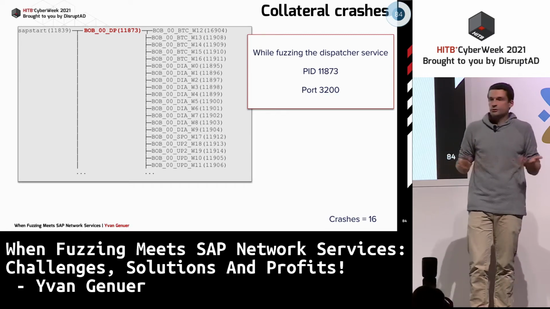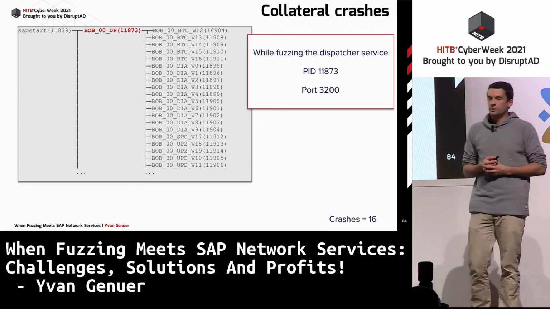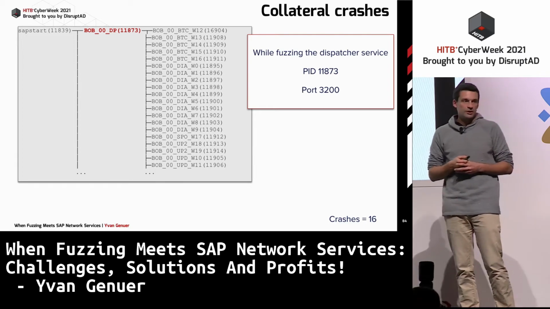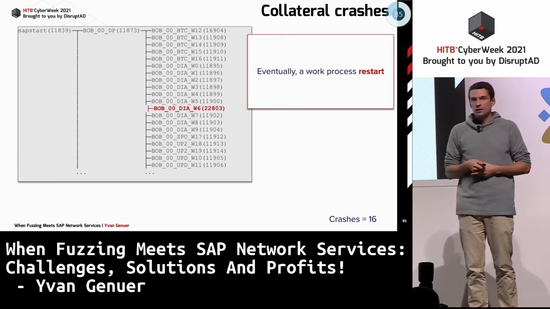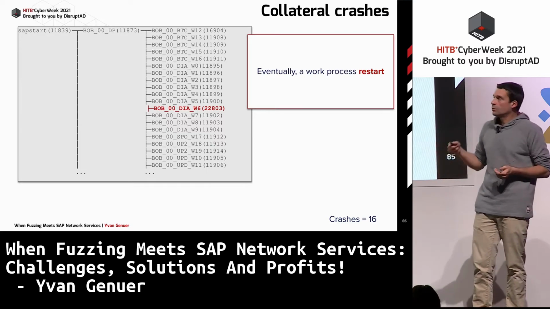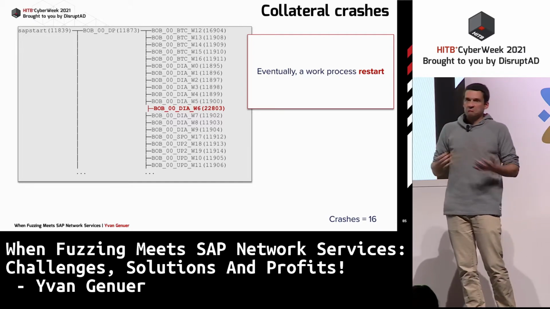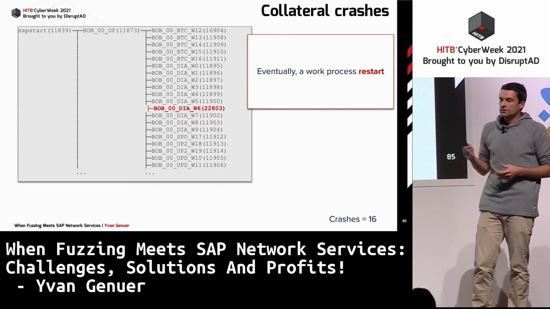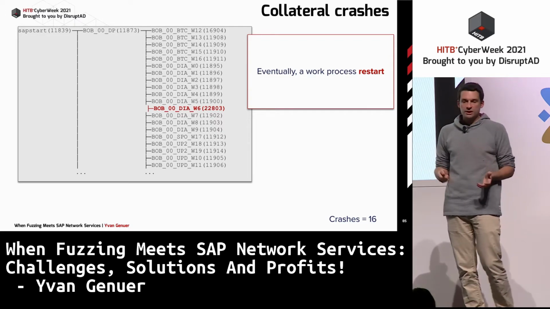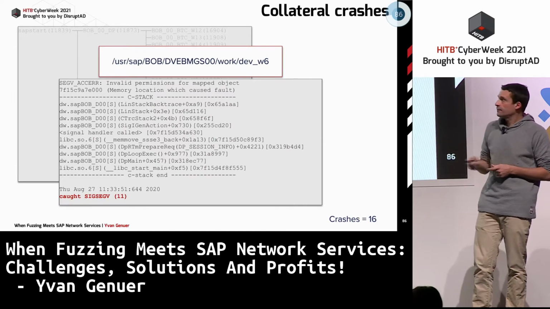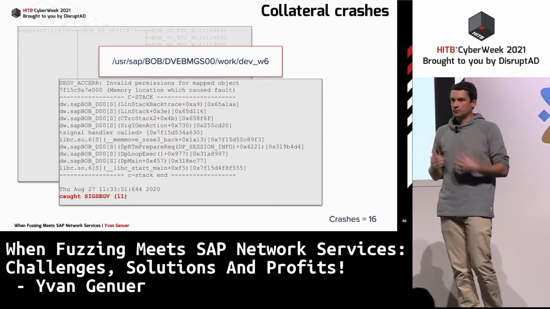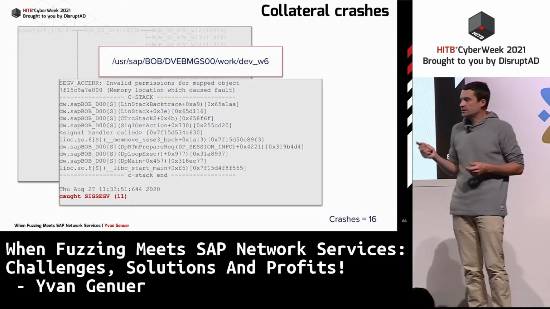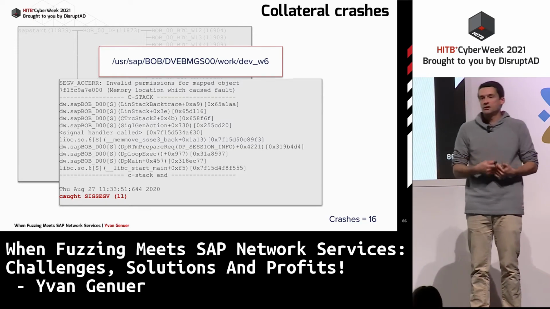So what happened? One time we decided to fuzz the dispatcher. We monitored the PID of the dispatcher, and we sent the fuzzer. We configured the fuzzer to send everything to the dispatcher service. And what we got is sometimes one work process restarting. When you fuzz something, if something crashes or restarts, very probably it's because of us. But you can imagine, okay, the work process restarts. So we look in the log file. Each work process has its own log file. And when we look at the log file, we can see a crash. So yes, the work process crashed, and very probably it's because of us.